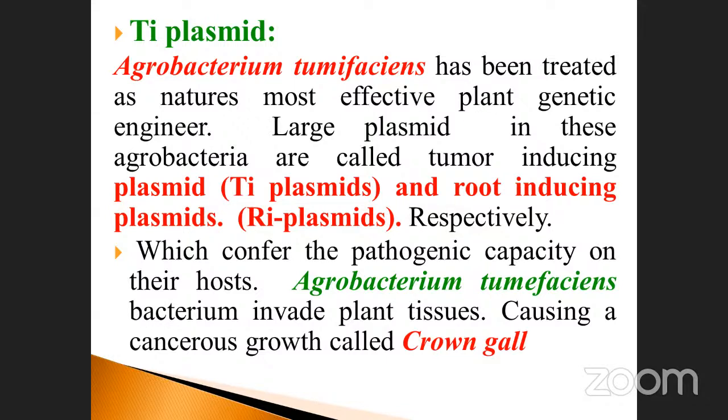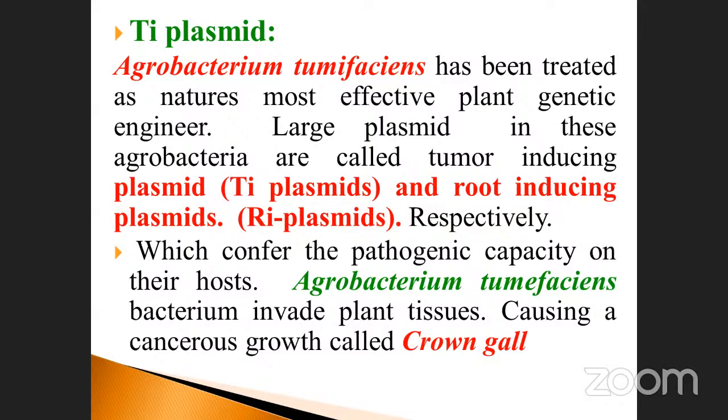Once again, repeating for you: not only the TI plasmid, but RI plasmids are also there. The TI plasmid is nothing but the tumor-inducing plasmid. The RI plasmid is nothing but the root-inducing plasmid. These confer the pathogenic capacity on their host. The Agrobacterium tumefaciens bacterium invades plant tissues, causing a cancerous growth called crown gall effect.